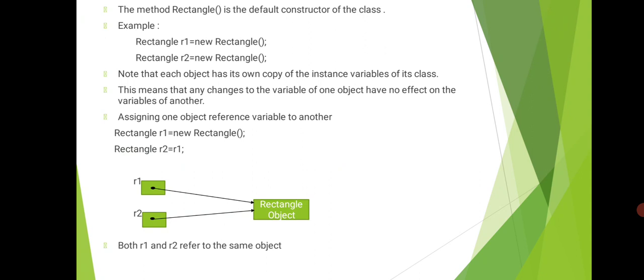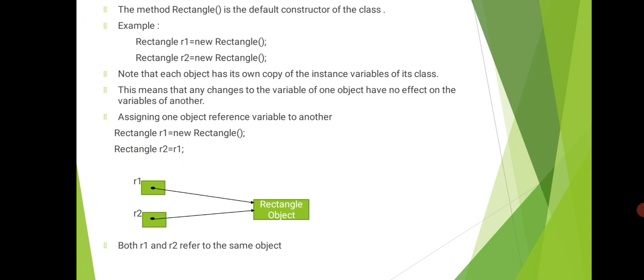This means that any changes to the variable of one object have no effect on the variable of another object. If we make any changes to R1, it is not affected in R2. Similarly, if R2 is changed, it is not affected in R1, because they are both different. Next is assigning one object reference variable to another object.